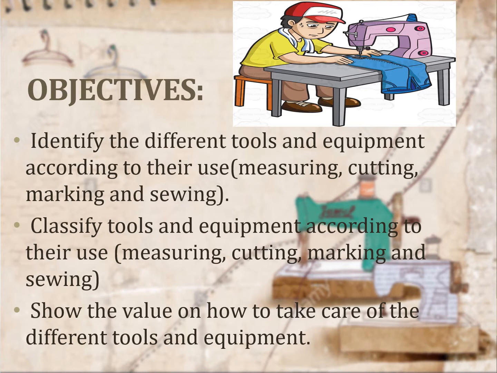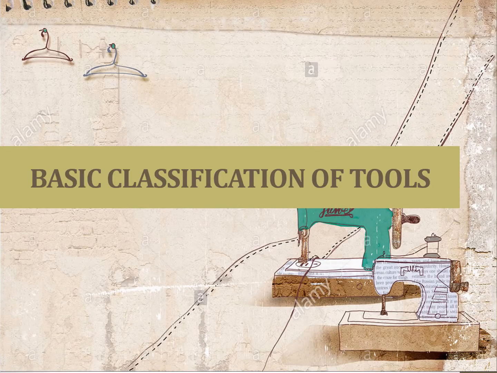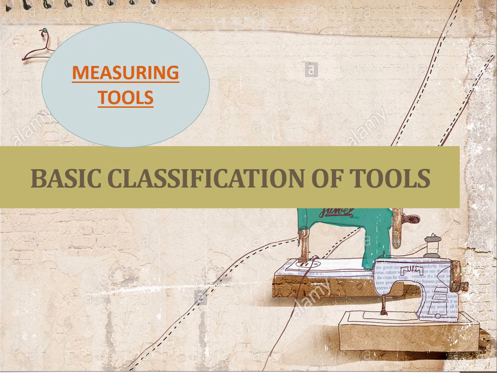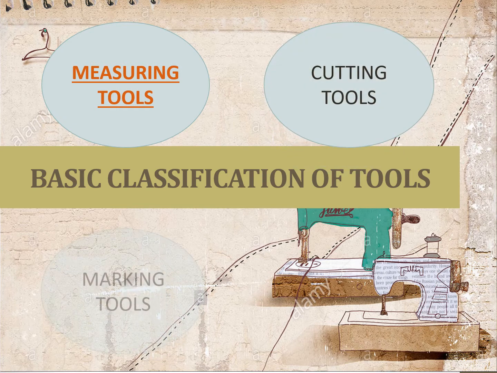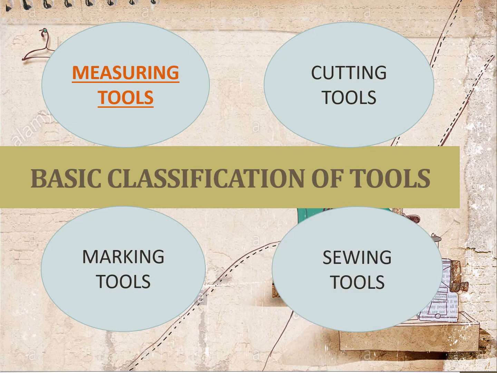Our objectives for today are to identify the different tools and equipment according to their use, like measuring, cutting, marking, and sewing; classify tools and equipment according to their use by means of measuring, cutting, marking, and sewing; and show the value on how to take care of the different tools and equipment. Basic classification of tools: measuring tools, cutting tools, marking tools, and sewing tools.